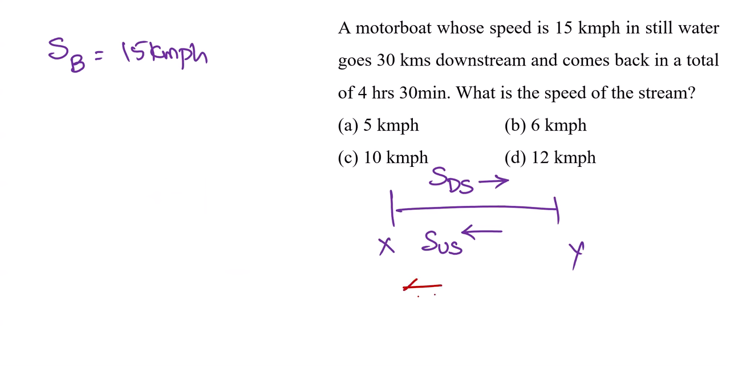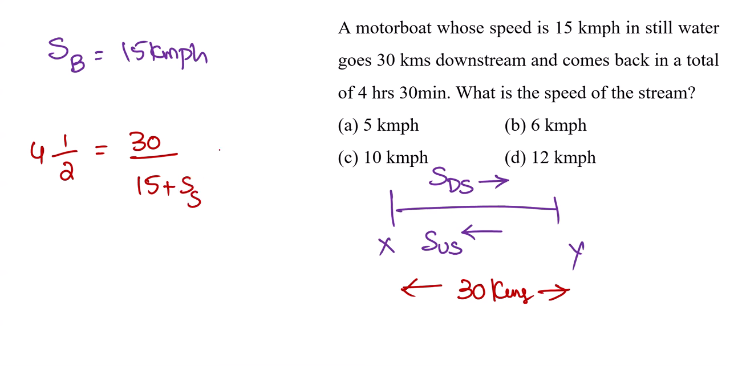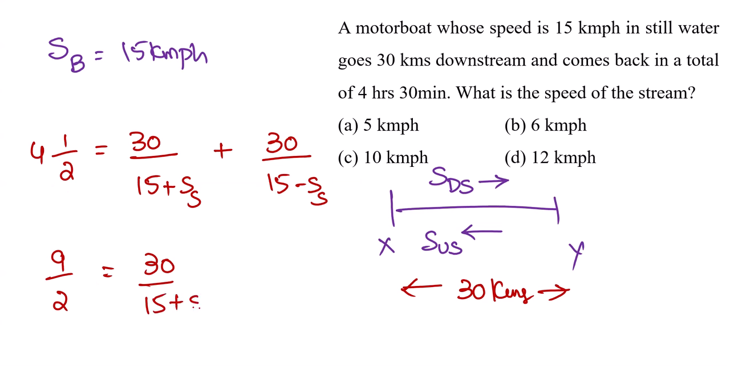This 30 kilometers is the distance. So time is distance by speed. 4 hours 30 minutes means 4 1/2 time. Distance 30 kilometers while going downstream means 15 plus the speed of the stream. Down means speed is added. Up means speed is subtracted, 15 minus s. This should be 9 by 2. 15 plus s, 15, yeah, 30, right?